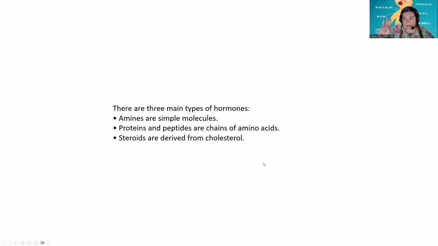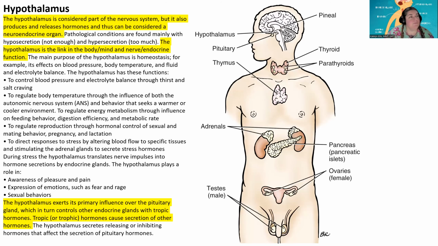So let us begin. There are three types of hormones. The amines are simple molecules. Proteins and peptides are chains of amino acids. And steroids are derived from cholesterol. All right. So that is what these hormones are made of on a molecular level.